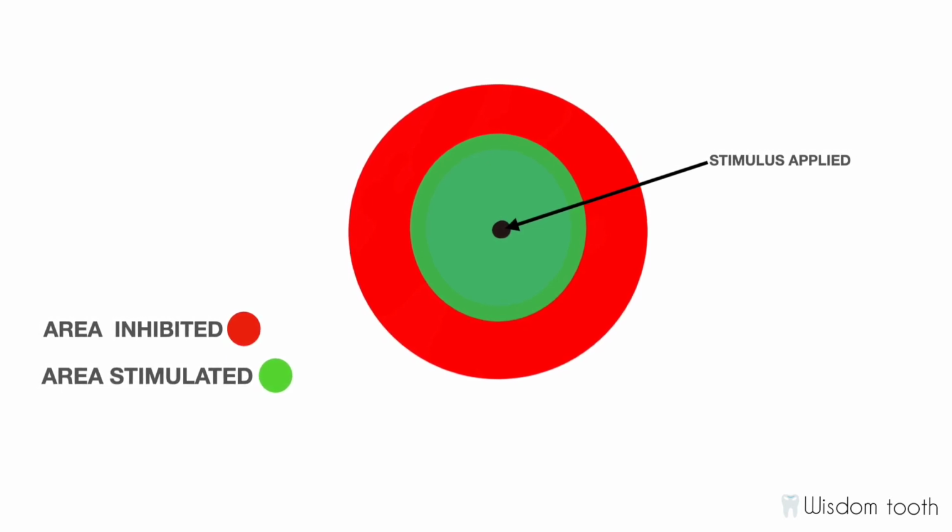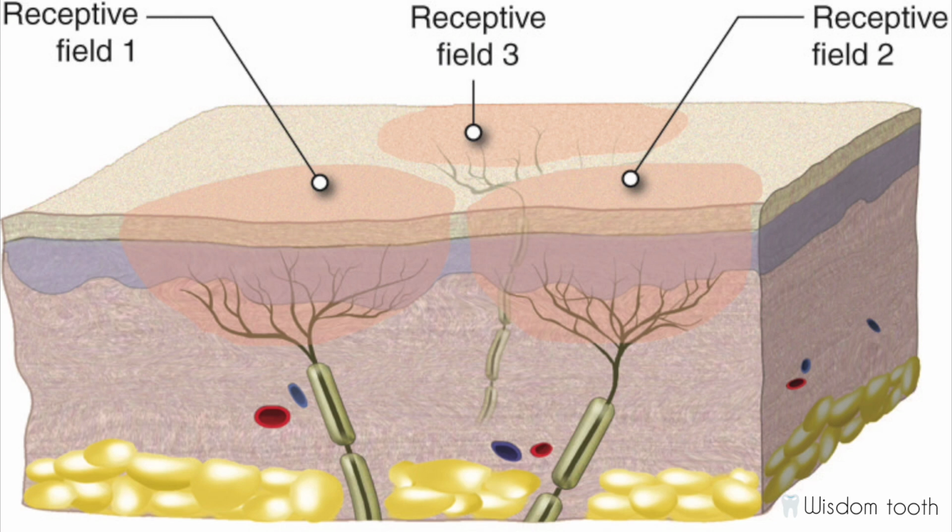Each receptor has something called a receptive field. So, what is a receptive field? The receptive field of a receptor is that area where if we apply a stimulus, it will produce a response in that particular sensory receptor. It varies for different types of receptors.